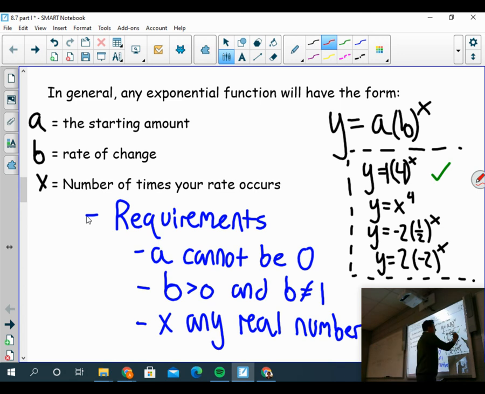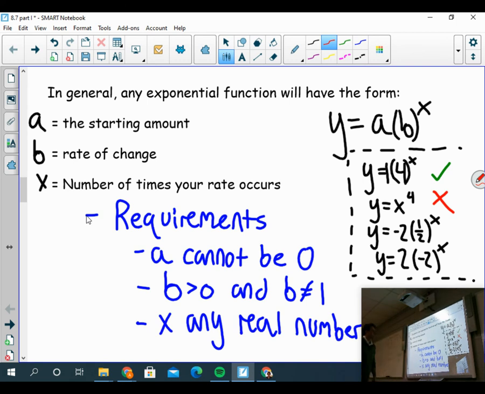Y equals x to the fourth is not an exponential function. Why not? Well, your x is in the position of your b value, and we have a constant where the x is. Y equals x to the fourth is not an exponential function because your x needs to be in the exponent.